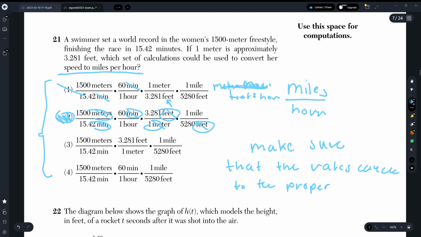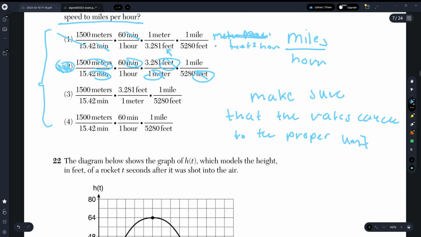Just make sure everything cancels to the proper unit. In this case, our unit was miles per hour. It canceled out to miles per hour.